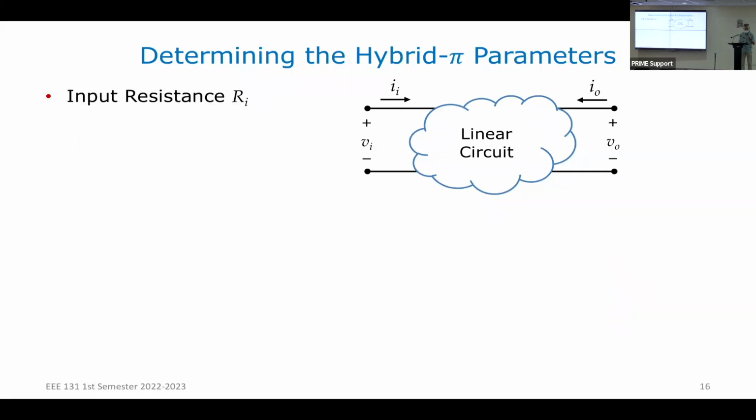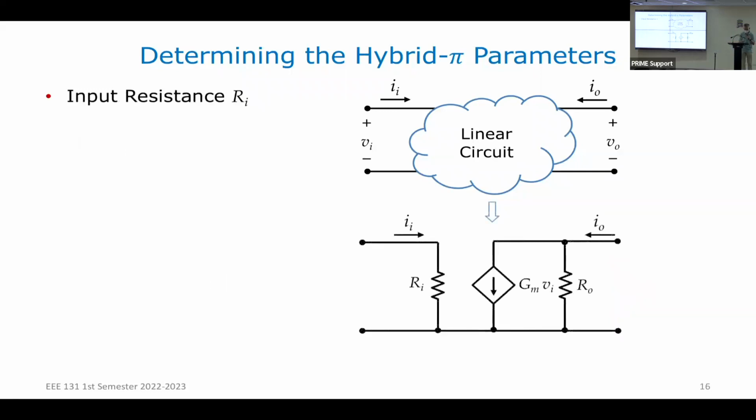Okay, the last parameter is your input resistance. Let's assume we're using the Norton model. What do I do now? I apply a test voltage of V sub I, and I short the output. So what is R sub I?